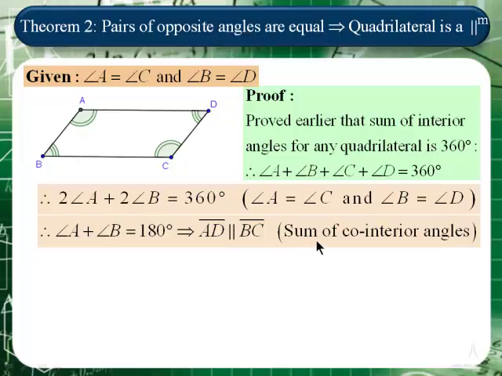So therefore we know that the sum of the co-interior angles is 180 degrees, and this implies that line segment AD must be parallel to line segment BC.